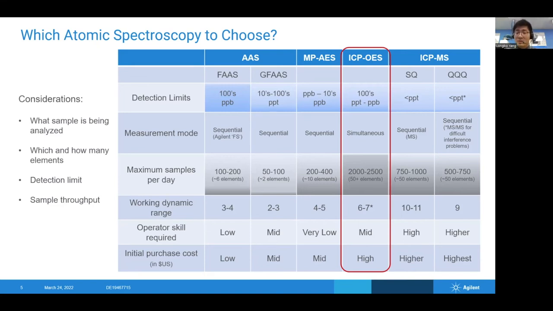And at what concentration, at what detection limit do we need? Do we look at ppb or tens of ppb level, or do we look at ppt? Sample throughput is also an important consideration. Some labs run over 1,000 samples per day, and some run 20 samples per week. And then we look at budget and logistics and all that, but these are the most important considerations when it comes to choosing an instrument for your application.